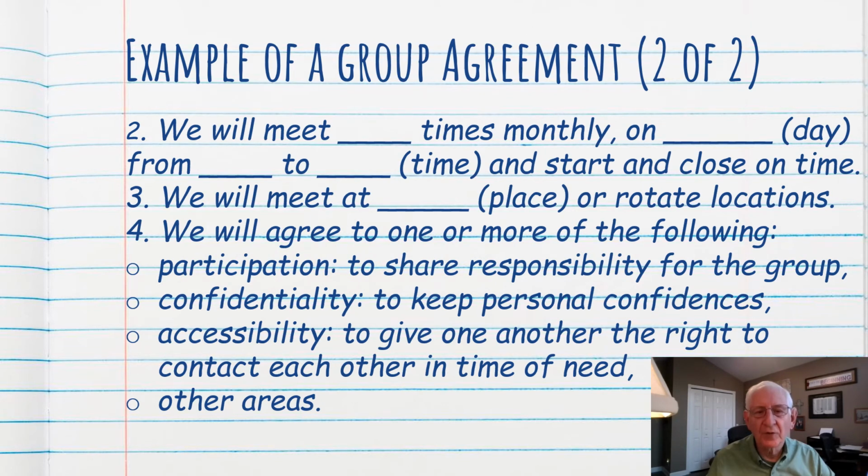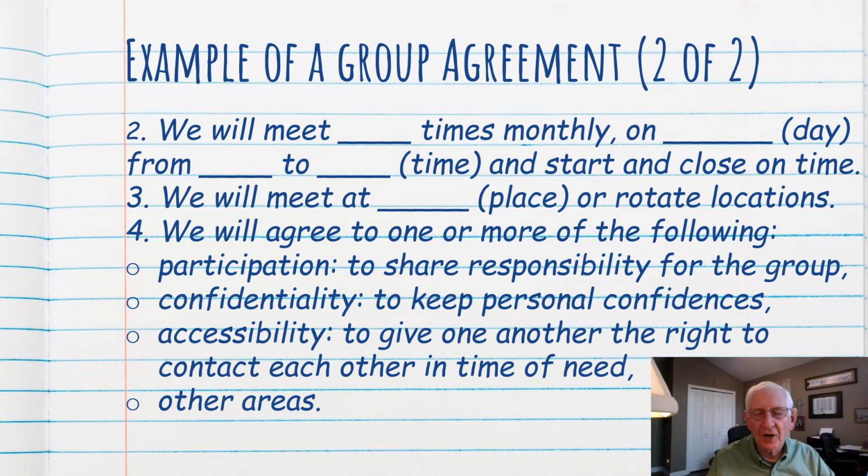Other things for the group agreement are to decide when we will meet, that is, how often, would it be weekly or monthly or how many times a month, on what day, from what time to what time, and a commitment to start and end on time. And we will meet at the following place or a location, or will we rotate locations? And then to talk together and say, we will agree on one or more of the following points of emphasis.